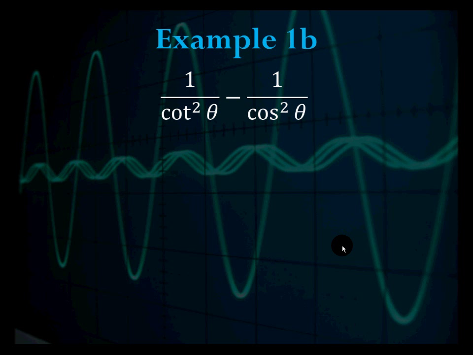Okay, example 1b, 1 minus cotangent squared theta minus 1 over cosine squared theta. So use the strategies we used in 1a to try to simplify it, and then look for some identity that might help you reduce it even further.